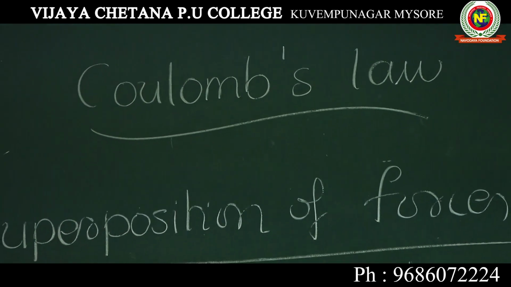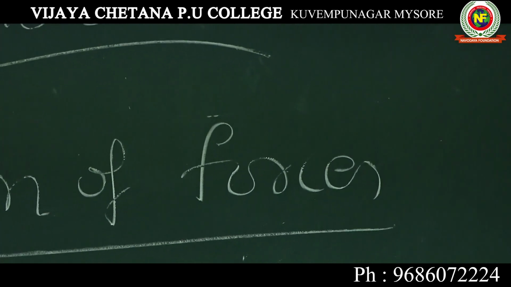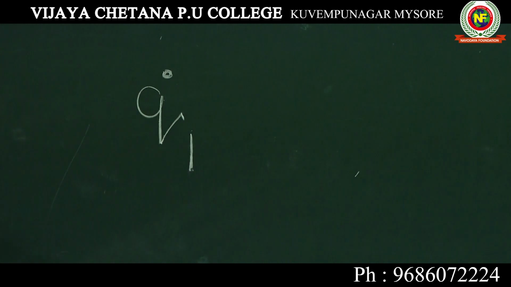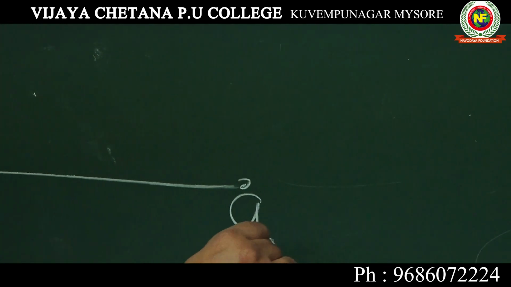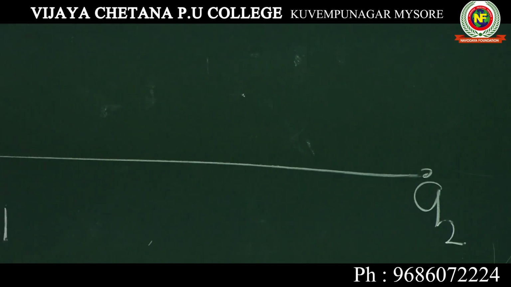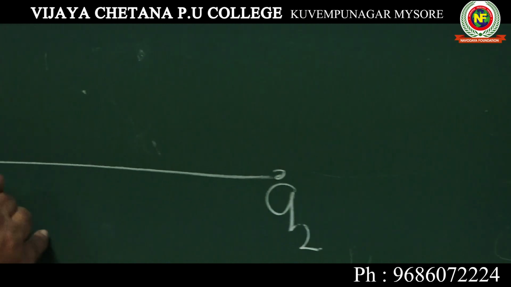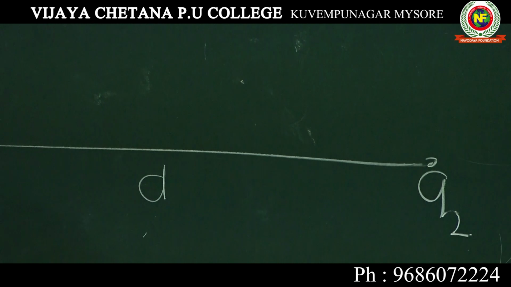Superposition of forces, must understand. Try to follow. I consider a charge Q placed somewhere here. Say this is Q1 and there is another charge Q2. Q1 and Q2 are the two charges which have been separated by some distance, say d. Now in between the two, force is existing.